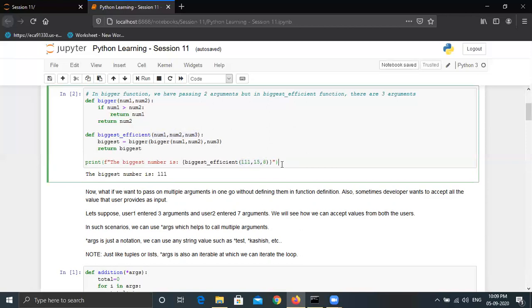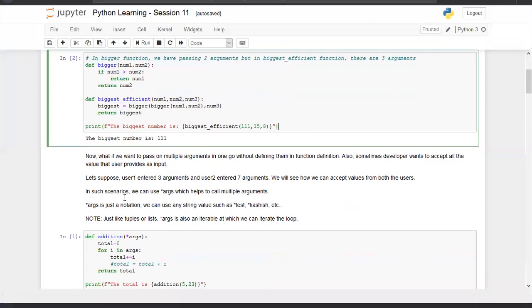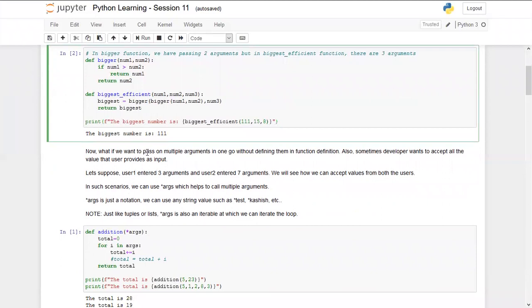Let's learn how. Before that, let's read about the theory that I've written here. What if we want to pass multiple arguments in one go without defining them in the function definition? Sometimes a developer wants to accept all the values that the user provides as input, just like I have explained. Suppose user 1 entered 3 arguments and user 2 entered 7 arguments. We will see how we can accept these values from both users so that neither of them gets any error on their screen.